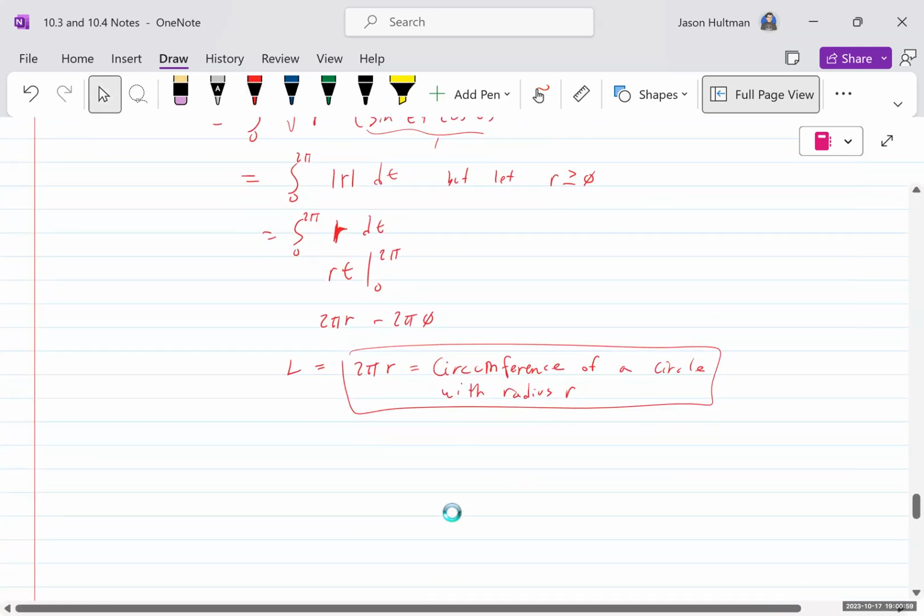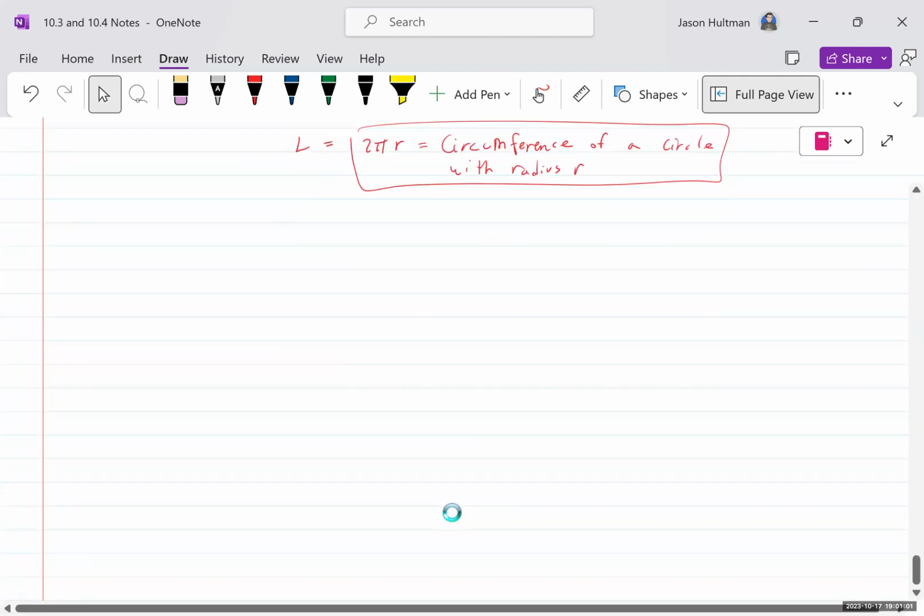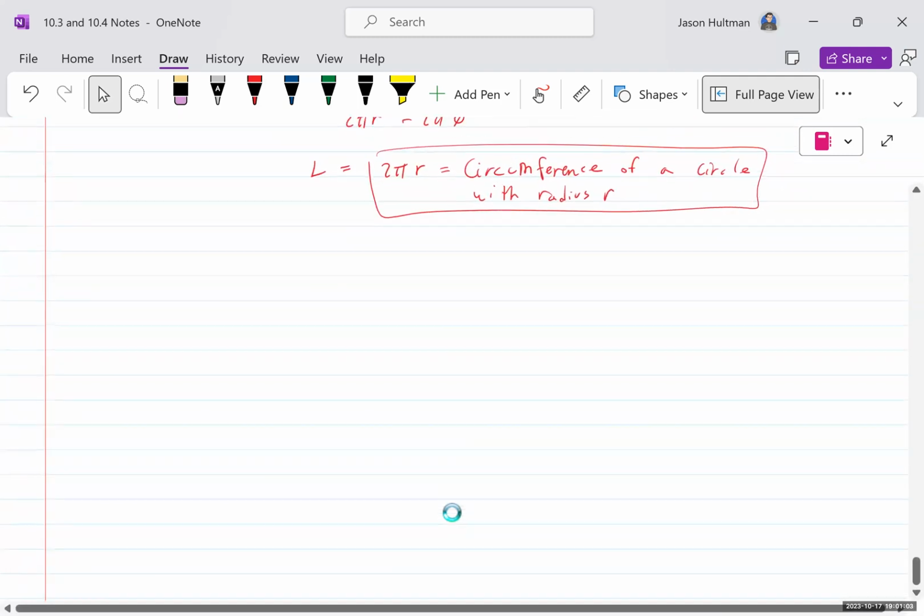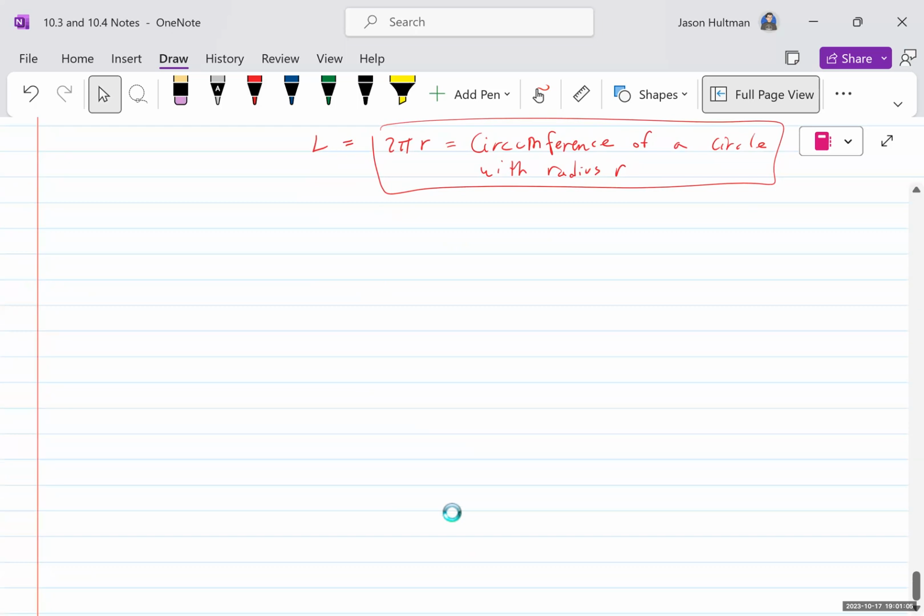Okay, so let's now talk about arc length. I'm sorry, area, sector area. Let's talk about sector area. We've done our due diligence on arc length. How are we going to get sector area? And what does that even mean?